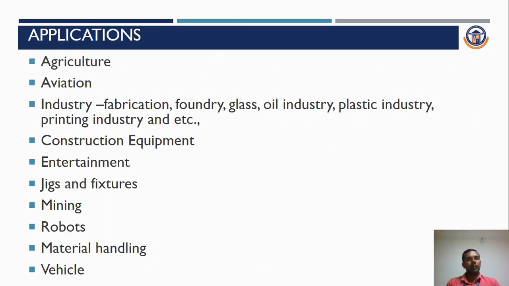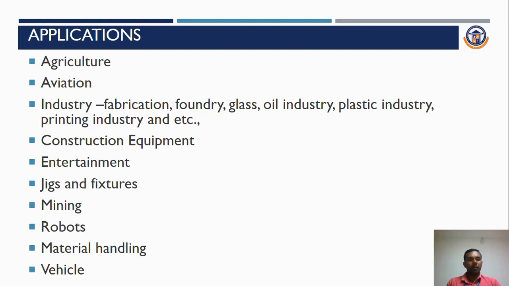Next is the application of fluid power systems. In agriculture, a lot of fluid power systems are used: JCBs, tractor trailers, like that. Similarly in aviation, and industries like the fabrication industry, foundry industry, glass industry, oil industry, plastic industry, printing industry, and so on. Construction equipment like cranes, entertainment like roller coasters, jigs and fixtures, mining, and robots, with a lot of applications in pick and place robots.